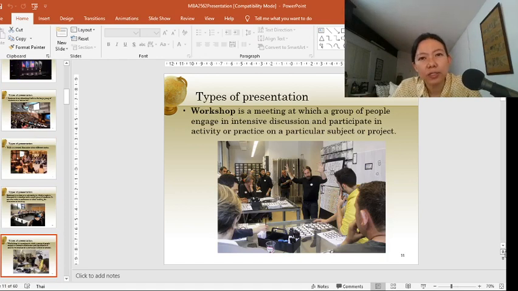Next one is the workshop. As the name suggests, work. A workshop is a meeting with a group of people engaged in intensive discussions and participating in activity or practice on a particular subject or project. So at a workshop, you are not supposed to just sit and listen. You have to do something. You have to engage in some activity, not just sit and listen.